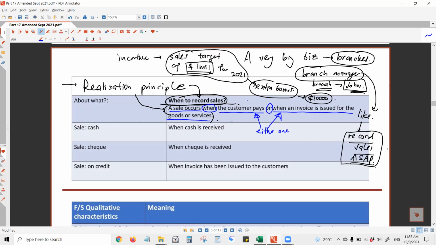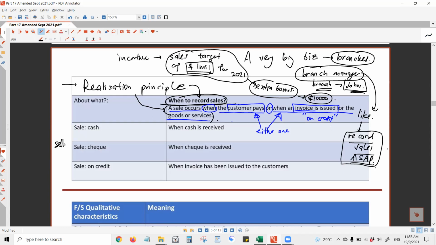When the customer makes payment to us, at that time you can record the sales. Or when you have sent an invoice to the customer, at that point of time you can record the sales as well. So when will you issue an invoice? Remember, when it's on credit. When you buy and sell on credit, you will see an invoice. Remember, you learned it from a topic a long time ago. So let's see some examples to understand further.